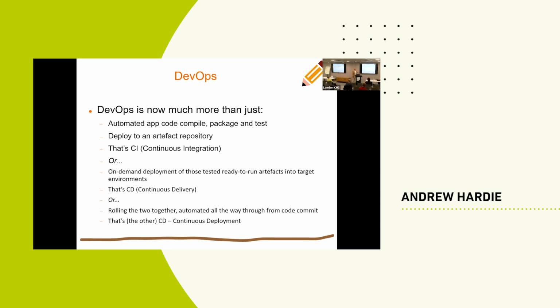It's on-demand deployment of those tested, ready-to-roll artifacts. That's continuous delivery. Confusingly, that's the other CD, which is continuous deployment, which is run all those together. And high-performing organizations are supposed to do exactly that. Every code commit should be built and deployed right through to production.